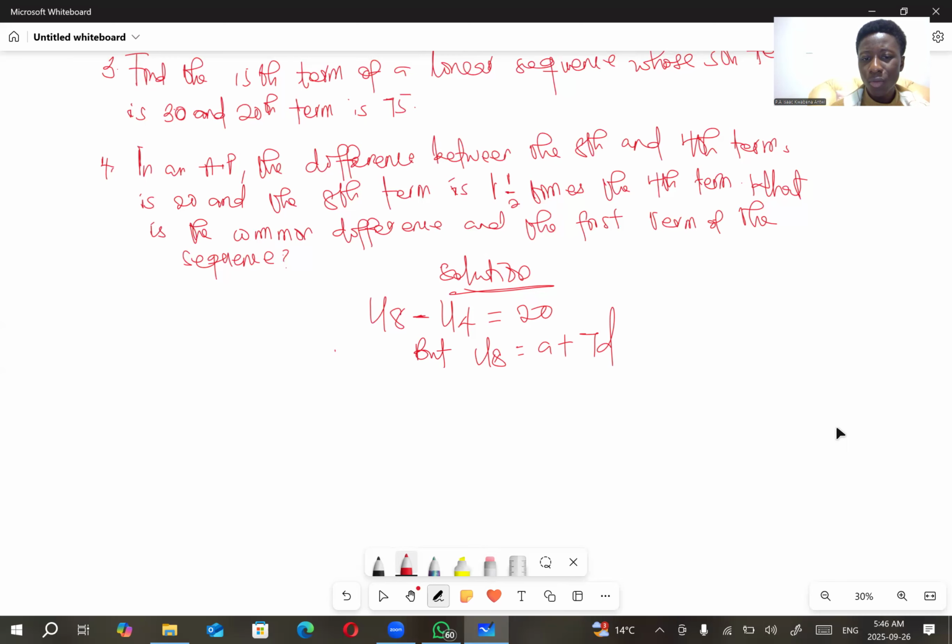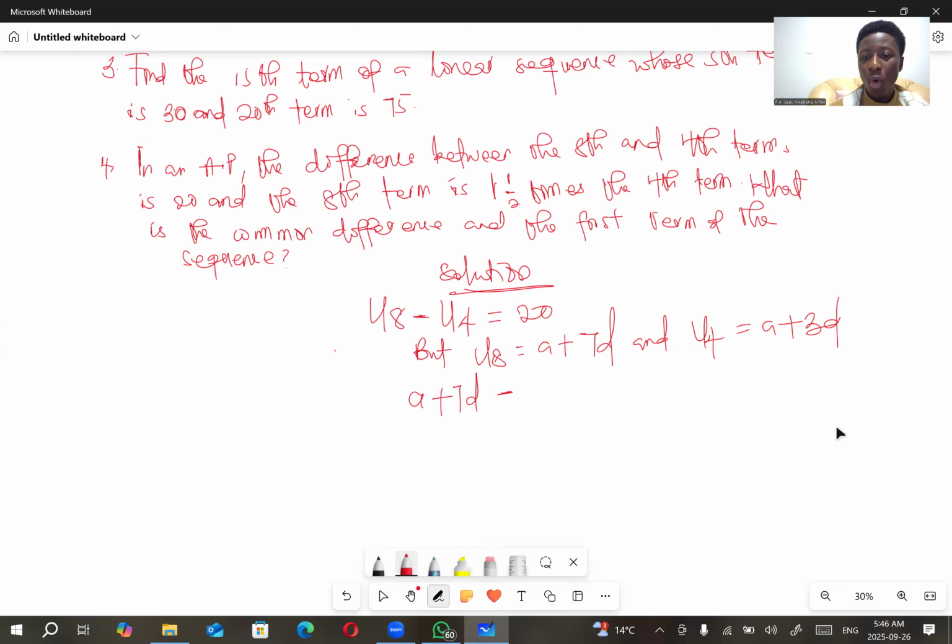So in place of U8, let's write that in. But before that, U4 is equal to A plus what? 3D. Do you agree? Yes. So let's write that thing properly. As we progress and you get good at it, you'll be writing it well. So instead of writing U8, it will be A plus 7D, right?